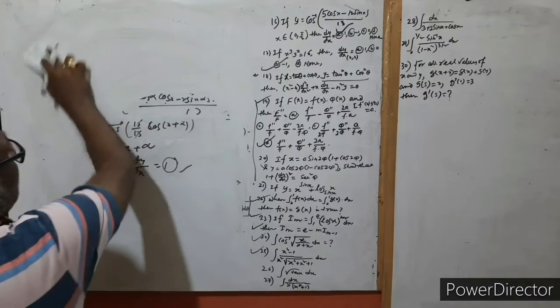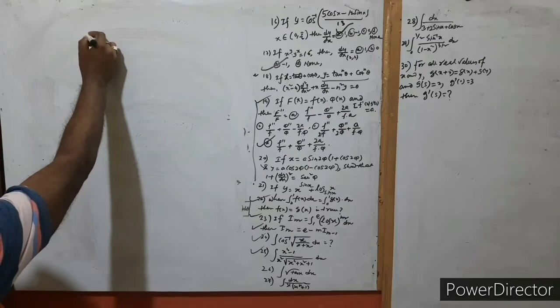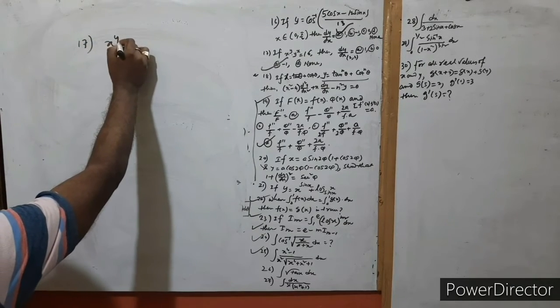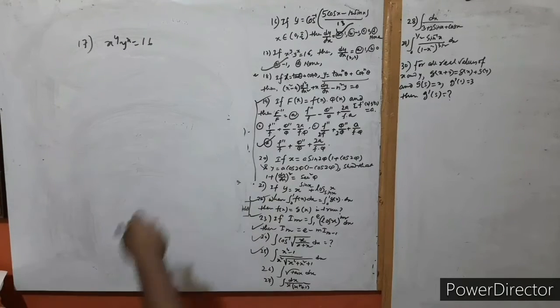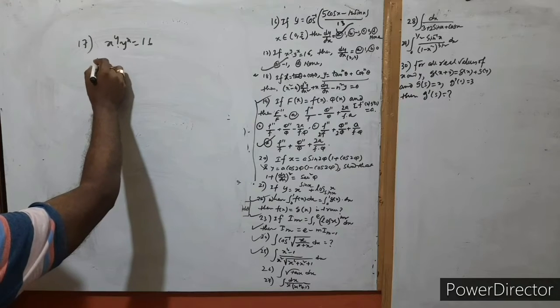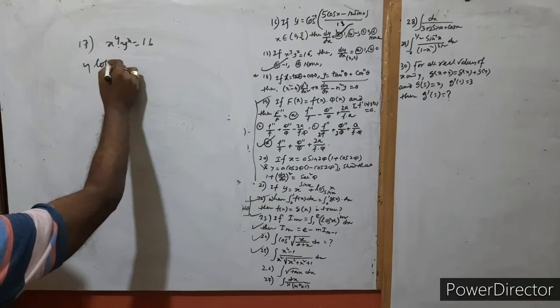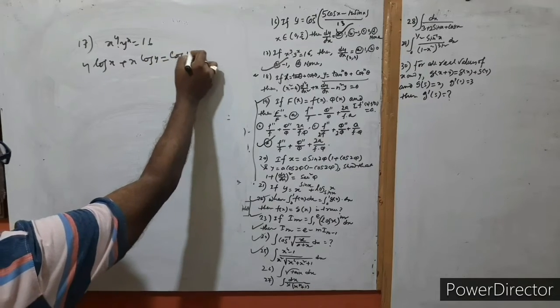Now 17. Follow question number 17 here. x to the power y and y to the power x is equal to 16, and we have to find dy by dx. As it is a product of powers, we take a logarithm on both sides. So y log x plus x log y is equal to log 16.